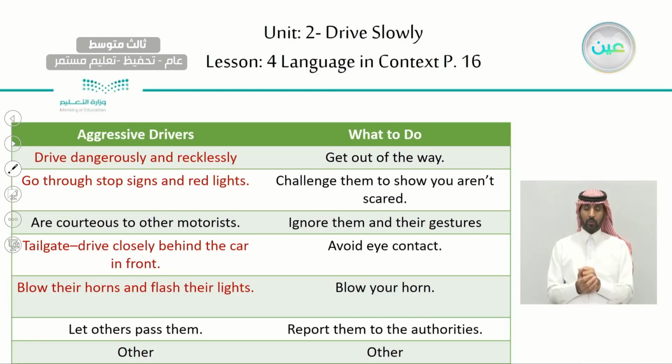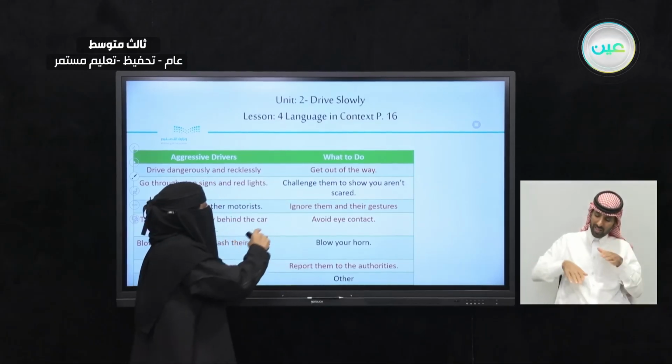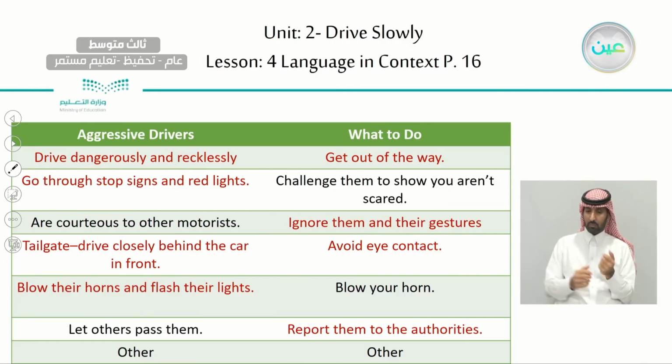Number 2. So what should we do? Think about it, put a tick on the things you think you should do when you encounter one. Let's see it one by one. So we should get out of the way, let them pass, okay? And we should ignore them and their gestures. We should ignore them, okay?